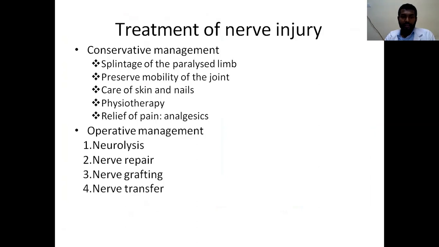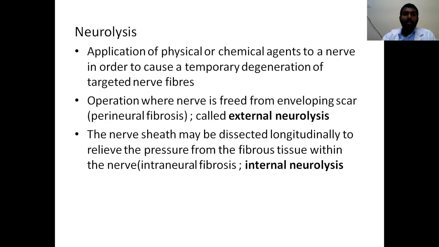Now, what is the operative management? There is neurolysis, that is external and internal, the nerve repair, nerve grafting, and a nerve transfer. Now, what is your neurolysis? Application of a physical or a chemical agent to a nerve in order to cause a temporary degeneration of the targeted nerve fibers. We ourselves are going to cause a temporary degeneration of the nerve fibers in a targeted fashion. Now, this is done when the nerve is freed from the enveloping scar. Now, this is called external neurolysis. Operation where nerve is freed from the enveloping scar, it is called external neurolysis.